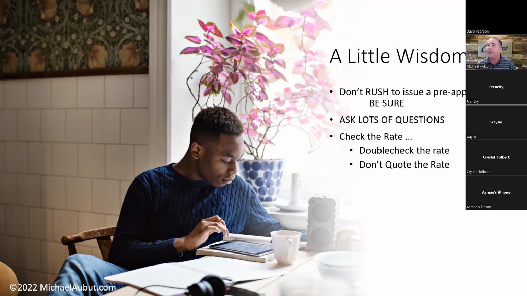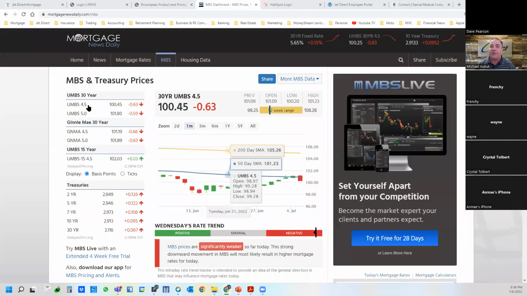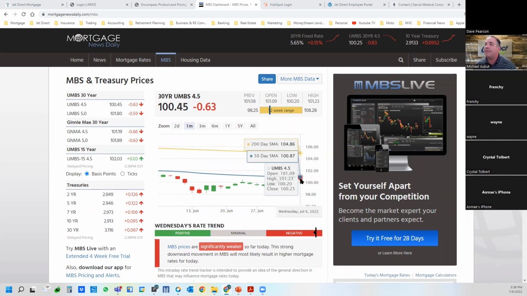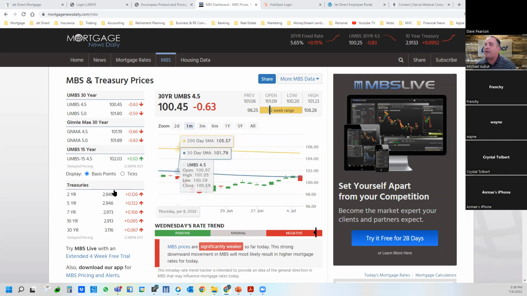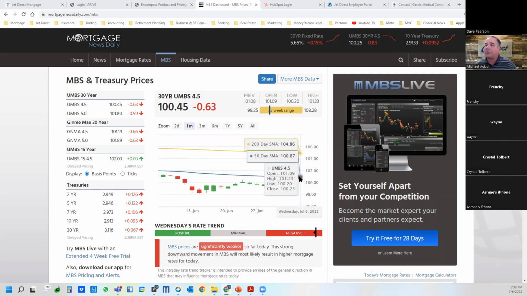So I'm trying to open up a screen and I'm going to share it with you. If you don't use Mortgage News Daily, I would strongly recommend thinking about using it. And here's why. So I logged on, if you can see this screen now, this was today. The market obviously closed, but it's telling you right here, trend negative. Mortgage-backed security prices are significantly weaker so far today. They went down.